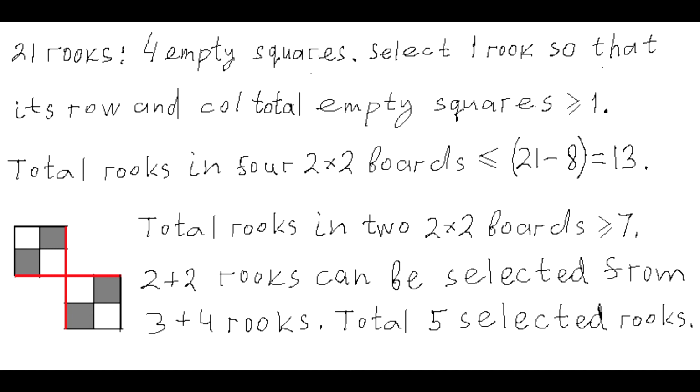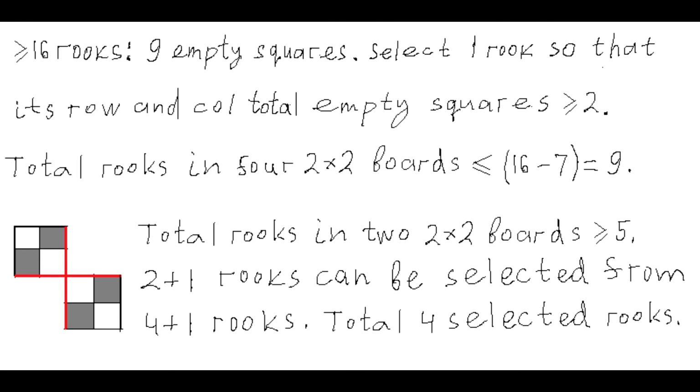Then we should select one of 2 diagonal pairs of 2 by 2 boards, which contains more rooks than the other. Since the total number of rooks in the 4 2 by 2 boards is at least 13, then the selected diagonal pair of boards contains at least 7 rooks. So the 2 2 by 2 boards must have 4 and 3 rooks respectively. From that, we can select 2 rooks from one 2 by 2 board and 2 rooks from the other one, so that they don't attack each other. Thus, the total number of selected rooks is 4 plus 1, that is 5 selected rooks.